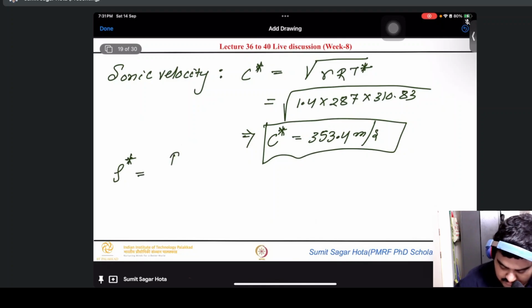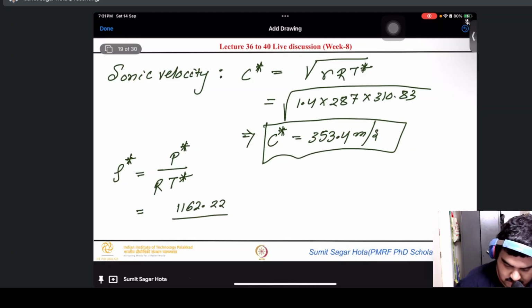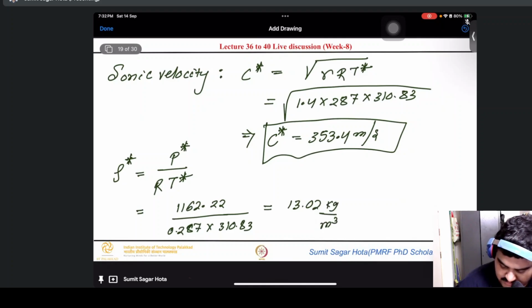Density is equal to P star by R T star, which is 1162.22 divided by 0.287 into 310.83. So what is the value? This is your 13.02 kg per meter cube.